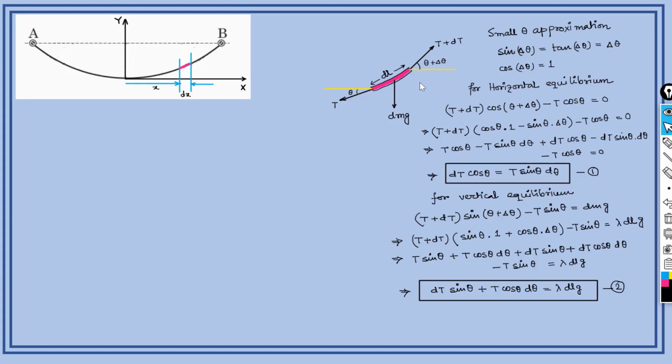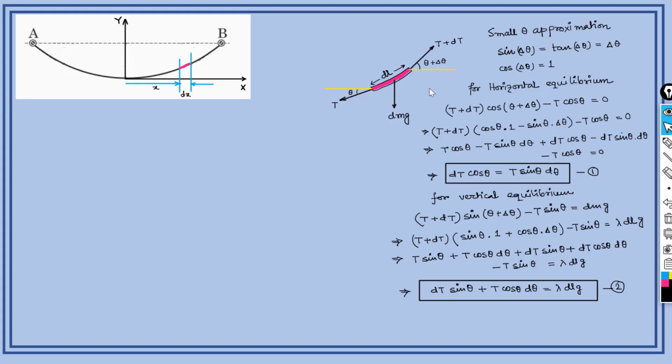Now before solving these equations, let us first understand a very basic assumption known as the small theta approximation. In the small theta approximation, we say that sine of delta theta equals tan of delta theta equals delta theta, when delta theta is in radians and is very small. And in the same approximation, we can say that cos of delta theta equals 1. So I will use these two approximations while solving this particular question.